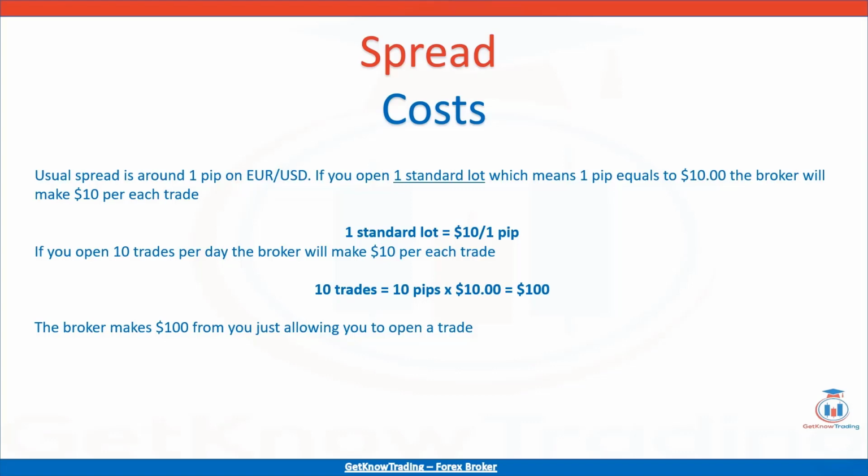If you increase the spread to 2 pips, then the broker will make 2 times more. And that is $200 on 10 trades you open. Your job is to find a broker that has an acceptable spread cost, and that means less than 1 pip, which will make trading less expensive.